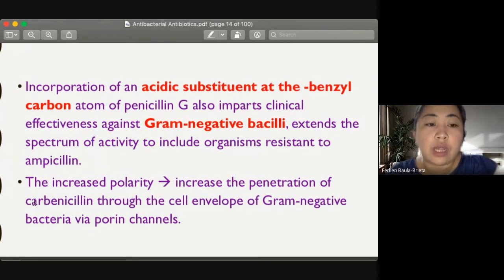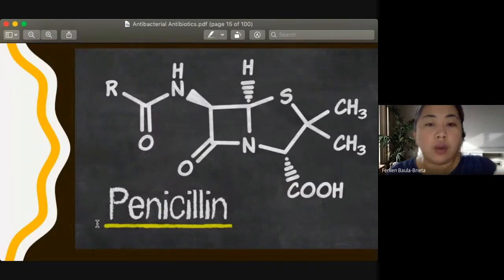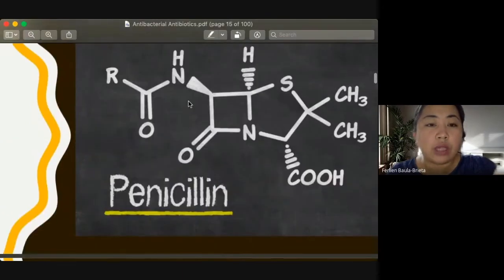So that allows carbenicillin to enter some of the gram-negatives' porin channels. So doon sila dumadaan sa porin channels. So this is how a penicillin looks like. Now let's look at the R. This is the general structure of a penicillin. But what makes it unique, the amoxicillin, ampicillin, carbenicillin, the oxacillin, is their R portion. So the R is the place where we can upgrade.